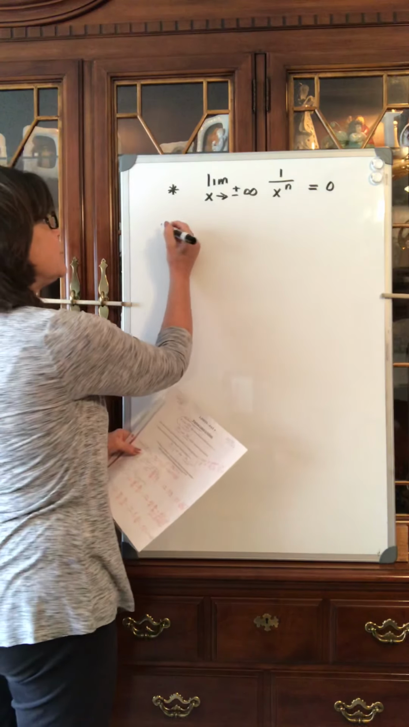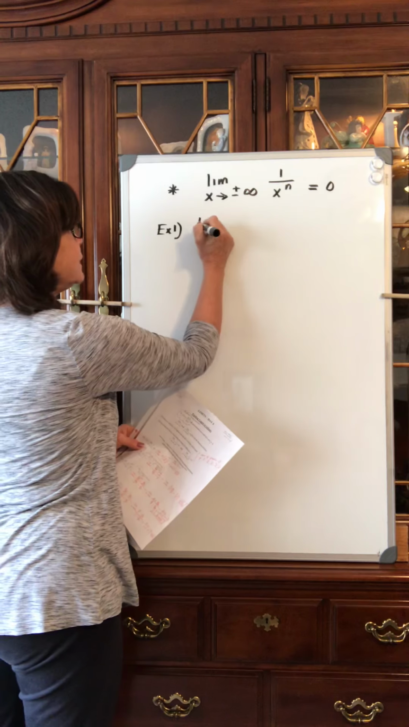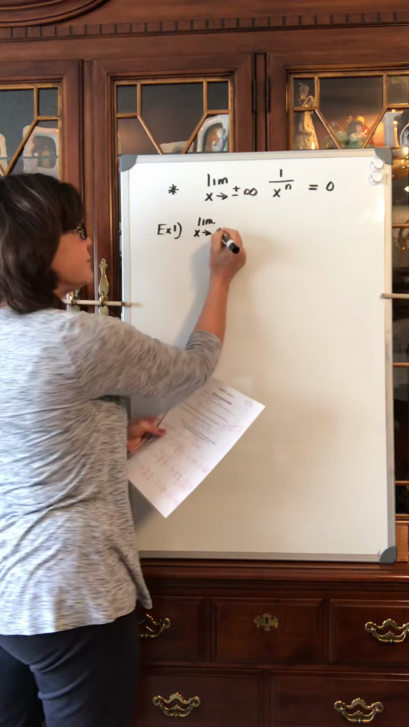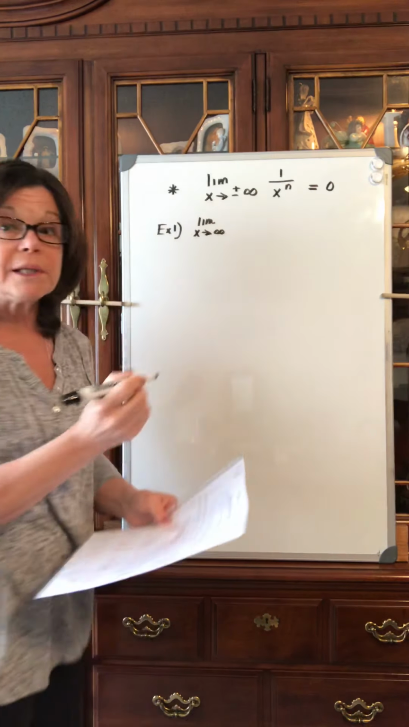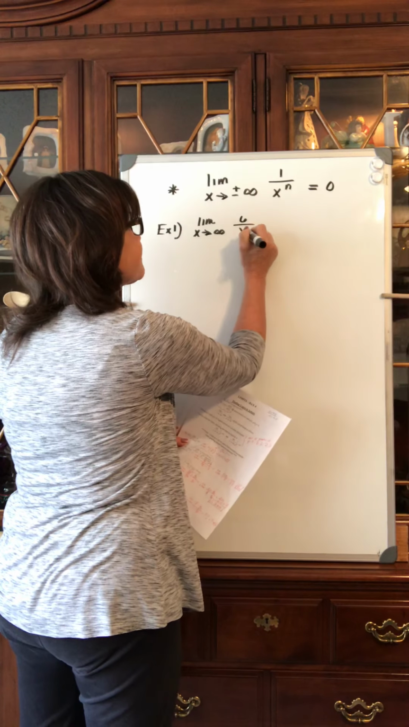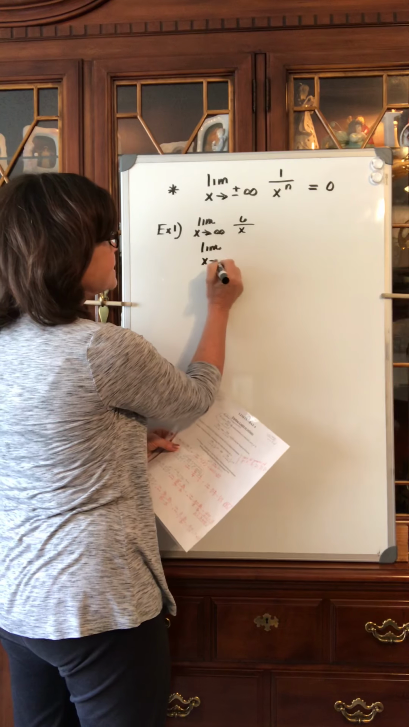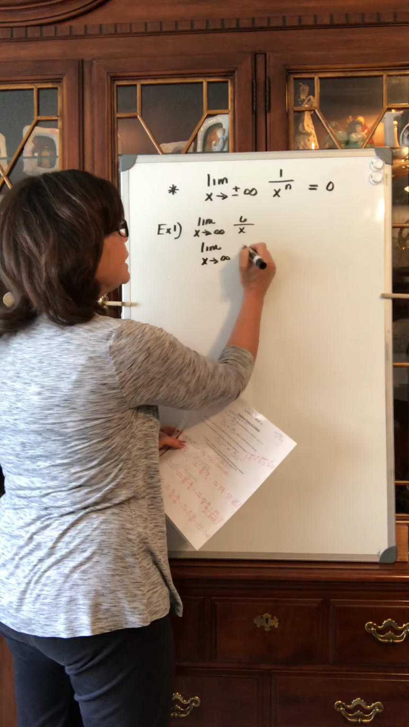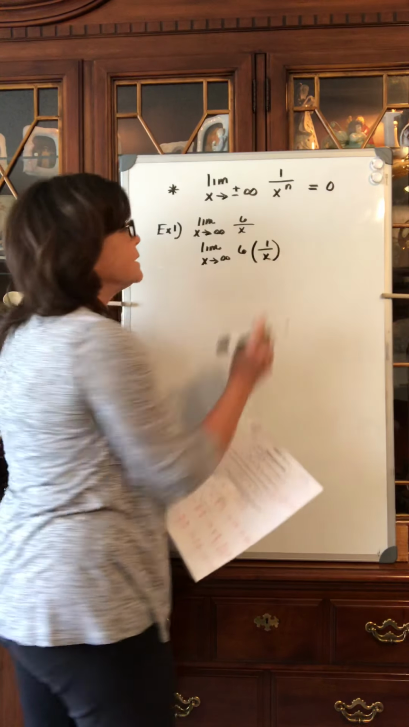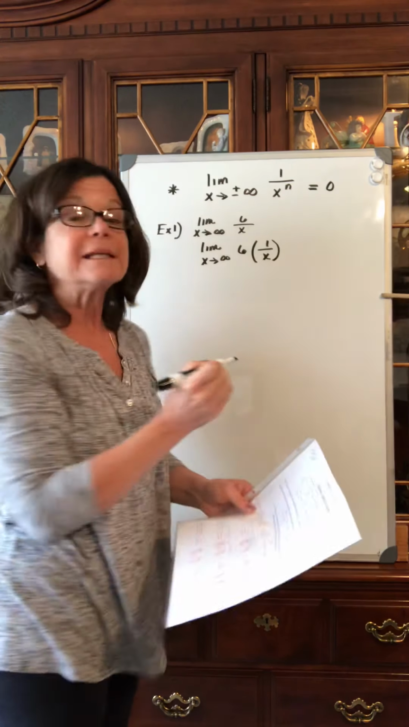For example number 1, we're looking for the limit as x is approaching positive infinity of 6 over x. Now, I could rewrite this example as the limit as x is approaching infinity of the constant 6 times 1 over x. Okay, so the limit of a constant is the constant.